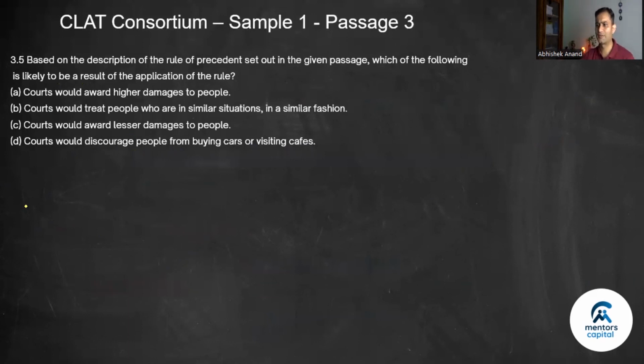All right. Last question of the passage. Based on the description of the rule of precedent set out in the given passage, which of the following is likely to be a result of the application of the rule? Courts would award higher damages? No. Okay, it is the same, higher was not mentioned. Courts would treat people who are in similar situations in similar fashion? Yes, this is the correct answer. Higher or lesser is not there. It's the same. Similar situation, two different cases, same rule will apply. That means the same damages would be awarded. So the answer is B.